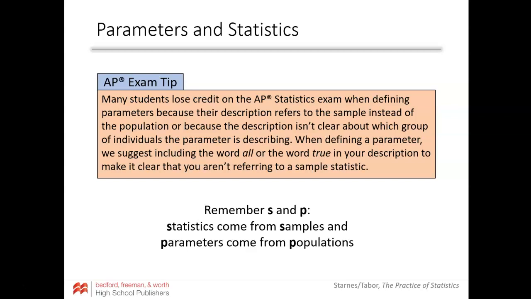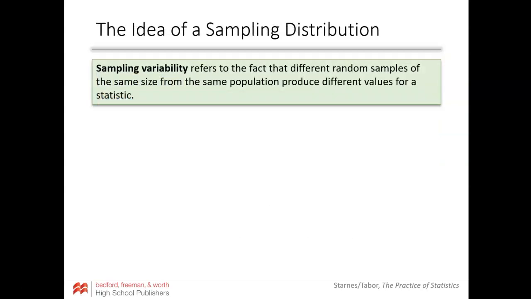So like I said before, isn't math cute? S and P, they go together. So statistics come from samples and parameters come from populations. That's so cute. Good job, math.